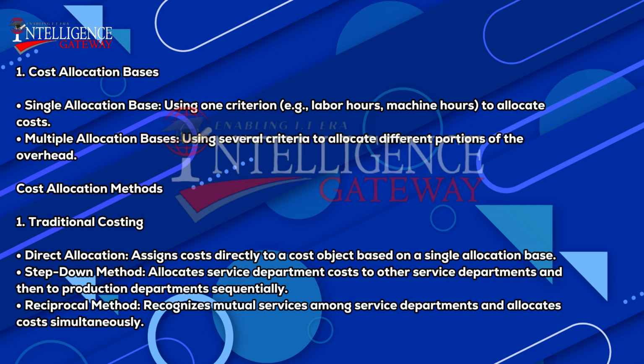Cost allocation methods. 1. Traditional costing. Direct allocation, assigns costs directly to a cost object based on a single allocation base. Step-down method, allocates service department costs to other service departments and then to production departments sequentially. Reciprocal method, recognizes mutual services among service departments and allocates costs simultaneously.